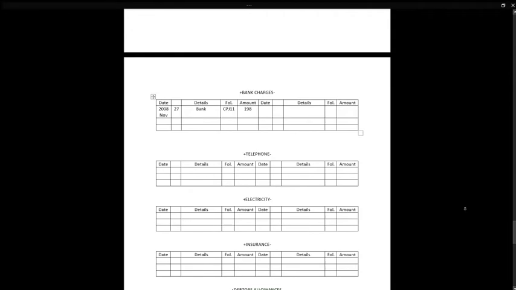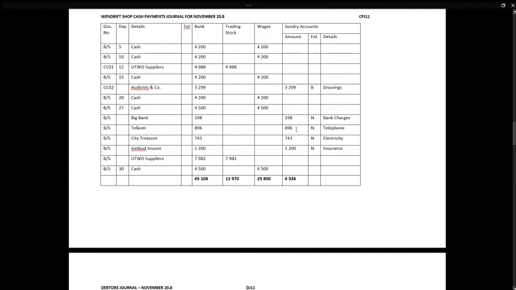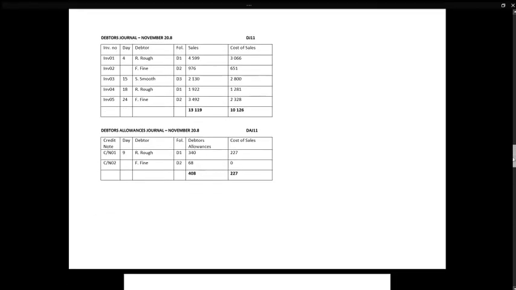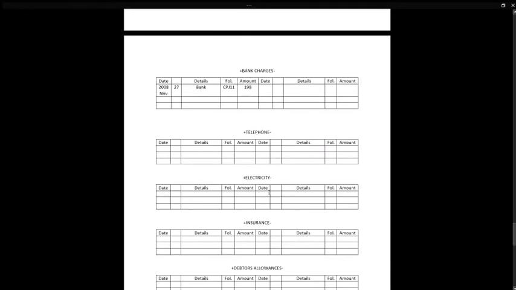Right, next one, telephone. Telephone of 896 Rand, which took place on the 27th as well. Telephone is also an expense account. Just a reminder, it's not the physical phone, it's just the telephone bill, which is an expense. So therefore 896 Rand. I got this from my cash payment journal 11. My details will be bank. This took place on the 27th of November 2008.